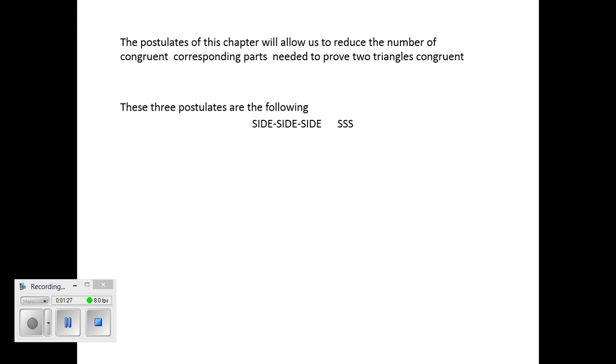One is called the SSS, side-side-side. Simple enough. If all three sides of one triangle equal all three sides of the other triangle, boom, the two triangles are congruent. Okay? The side-angle-side, SAS, that is the angle in between two sides. If two sides and the included angle of one triangle are congruent to the corresponding two sides and included angle of another triangle, the triangles are congruent.